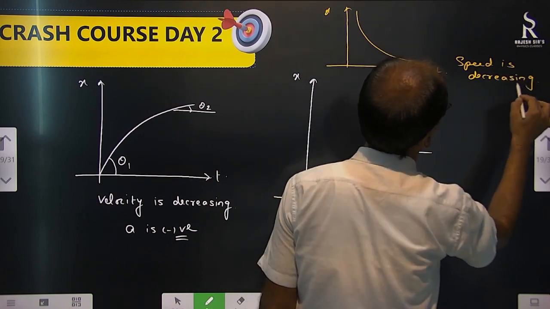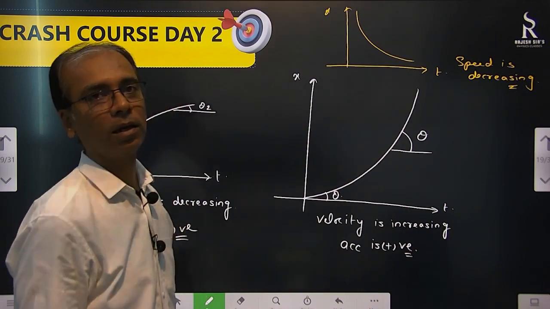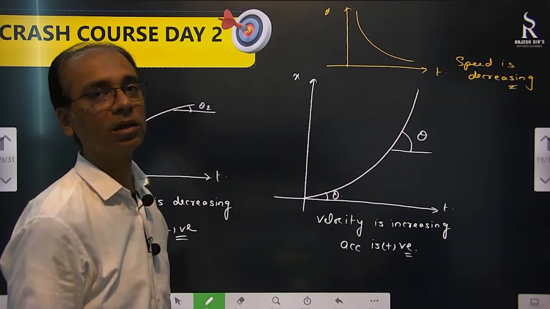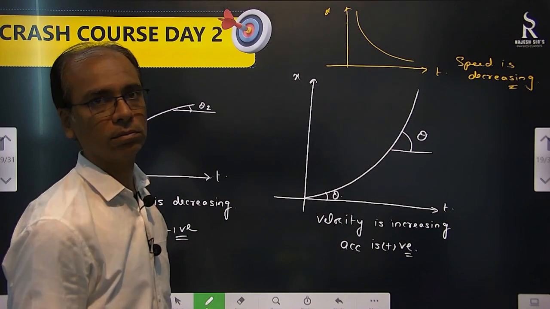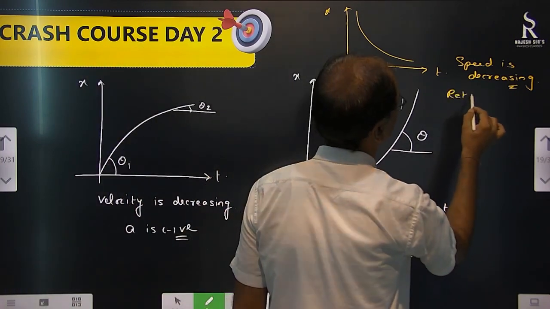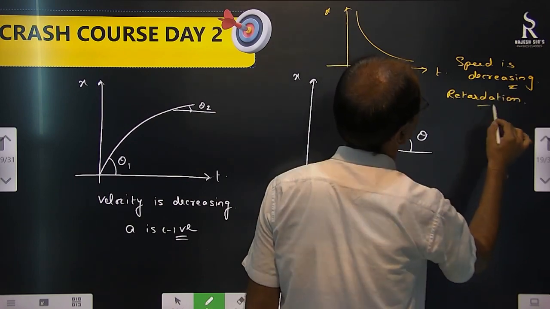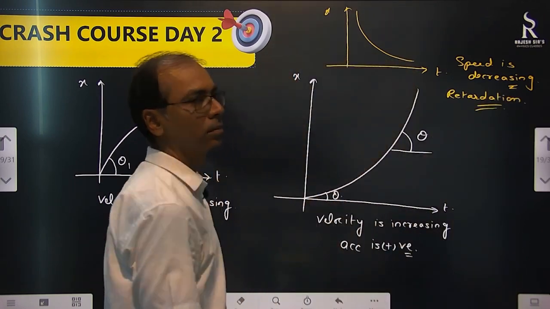Now, whenever we say speed is decreasing, what does that mean? Retardation. Acceleration is in the opposite direction. Acceleration is negative, so retardation is happening. Retardation or deceleration. Why did I show you this?